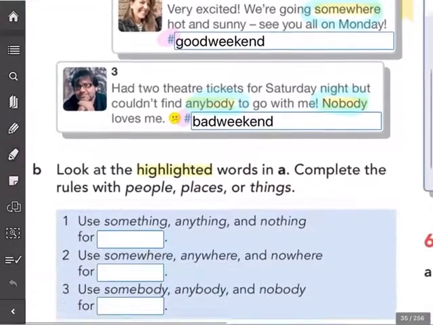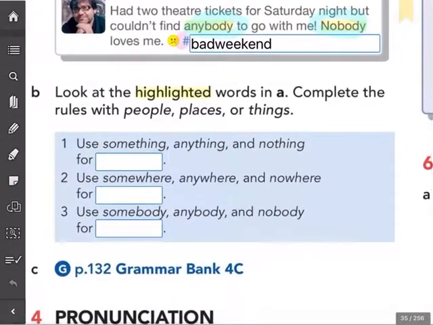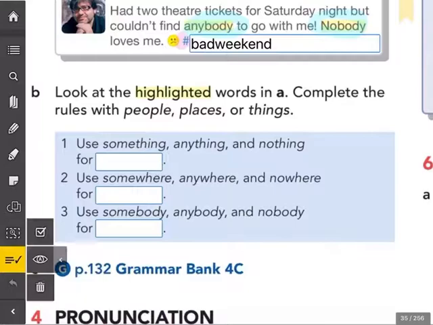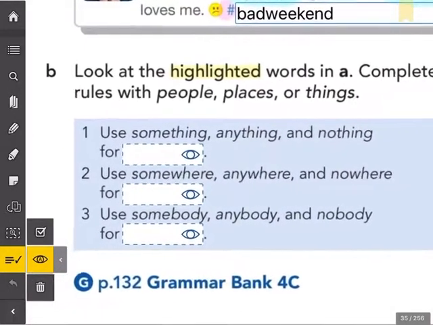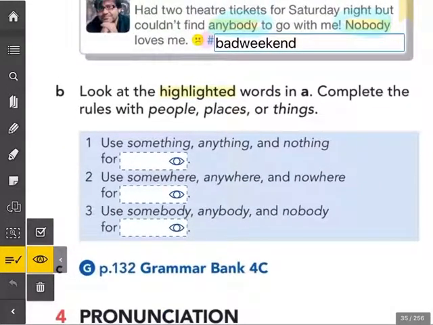Well, let's have a look. Number 1, use something or anything and nothing for what? Is it for people, for places, or for things? Well, it's got the word thing, no? Something, anything, nothing. I imagine it's for things, of course. Very good. Use somewhere, anywhere, nowhere for, well, where refers to places, no?